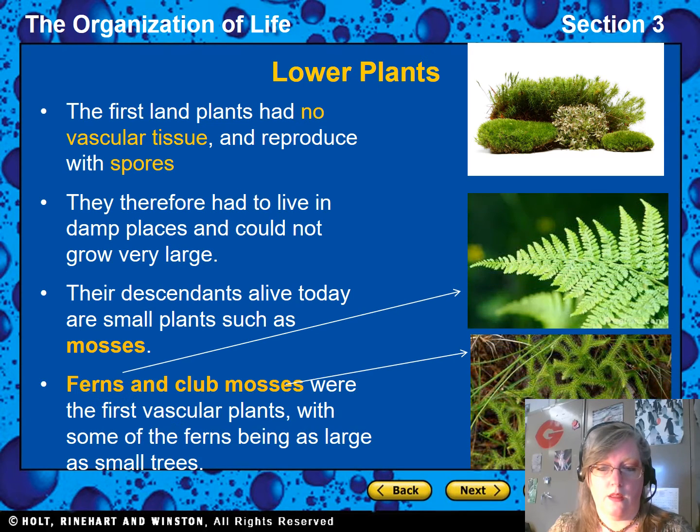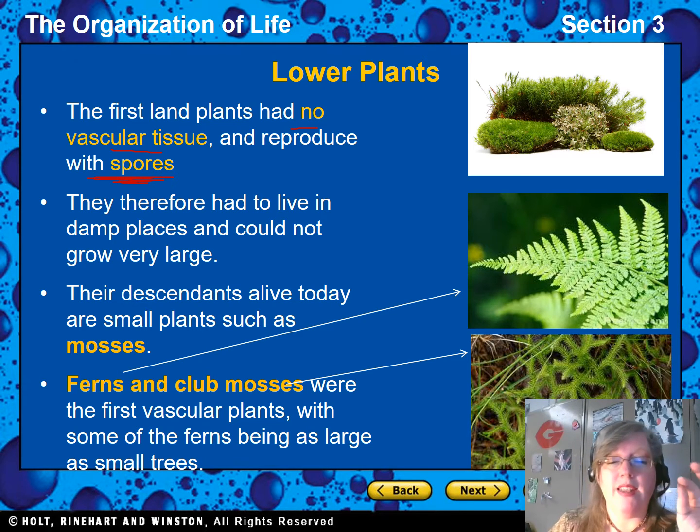All right, so they have no vascular tissue, and they reproduce with spores. Do you remember I talked about spores when we were talking about the mushrooms? They're a tiny, not quite a seed. It's like a seed without a case. And because it's a seed without a case, they can dry out very badly. So, like I said, it's lesser on the evolutionary ladder. Okay, so they have to live in damp places, and they can't grow very large.